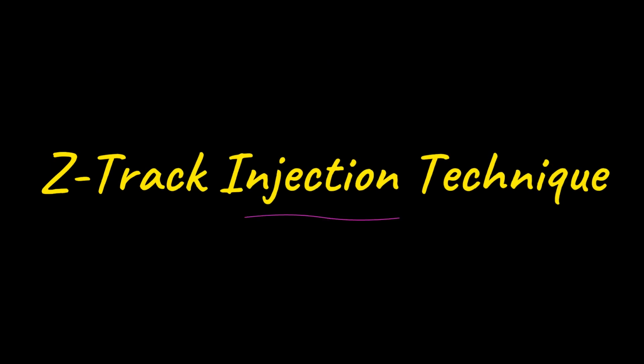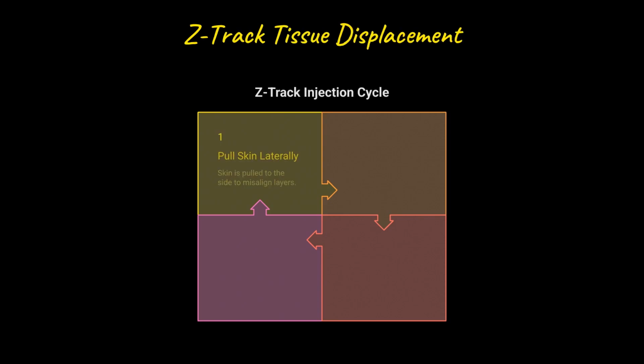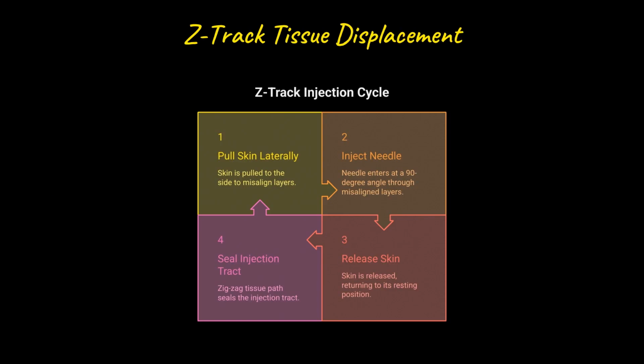Z-track is a specialized intramuscular injection method designed to seal medication inside the muscle and prevent it from leaking back into surrounding tissue. Understanding the mechanism helps explain why each step of the technique matters. When the skin is pulled about an inch laterally and held, the tissue layers shift relative to each other. The needle enters the muscle through a tract that no longer lines up with the surface entry point. Once the needle is withdrawn and the skin is released, the layers slide back, creating a zigzag seal that traps the medication inside the muscle.